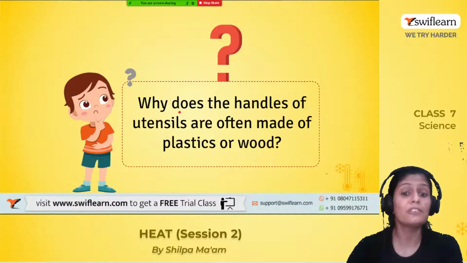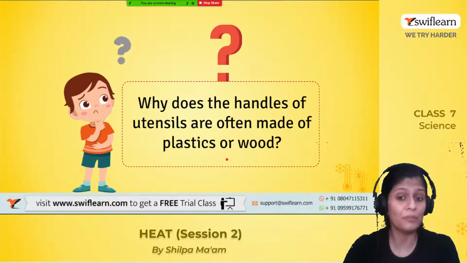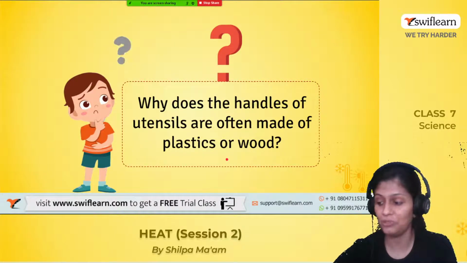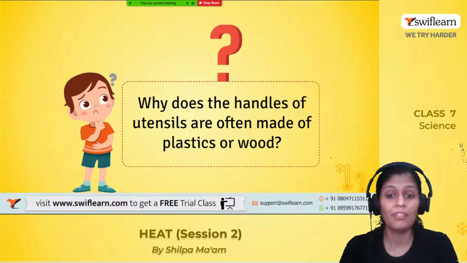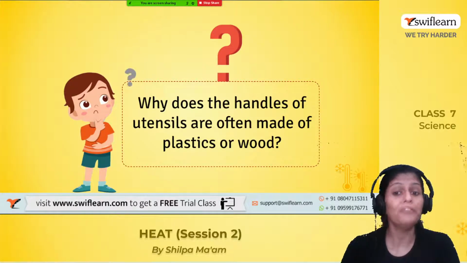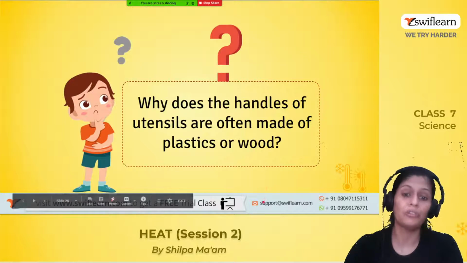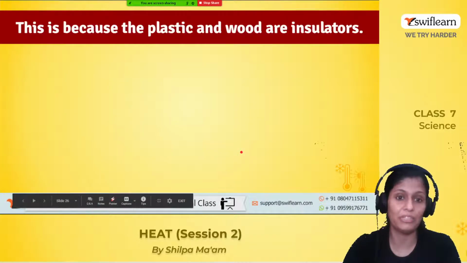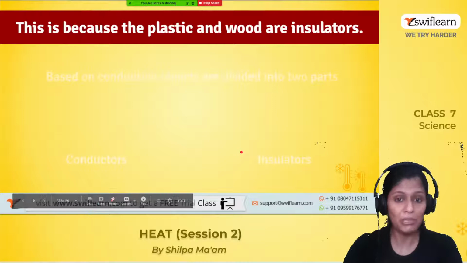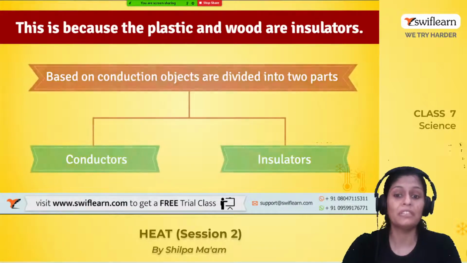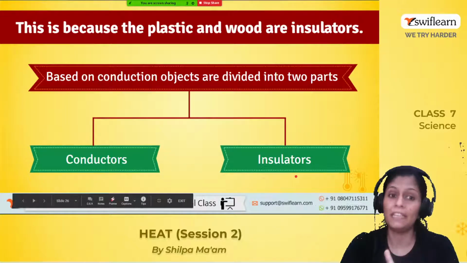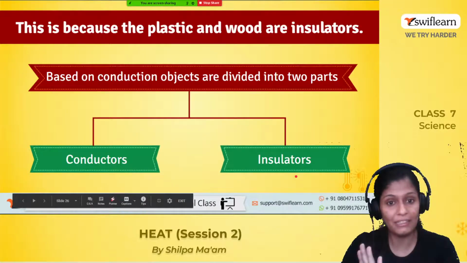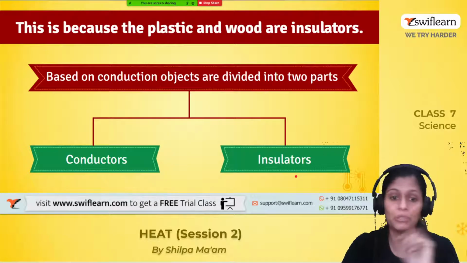Why are the handles of utensils often made of plastic and wood? Any ideas regarding it? Why are they made of plastic or wood? Why not of any other thing like aluminium or copper? They are made of plastic and wood because they are bad conductors of heat and electricity. Plastic and wood are insulators, and based on conduction, objects are divided into two categories: conductors and insulators. Conductors are those which conduct electricity and heat, and insulators don't conduct at all.